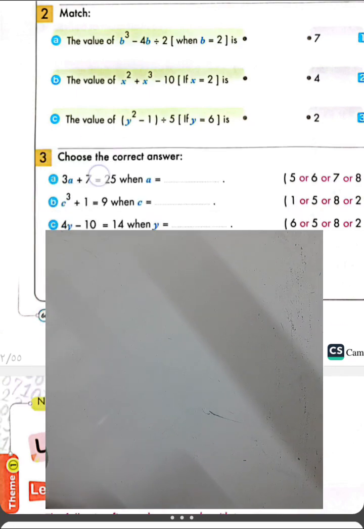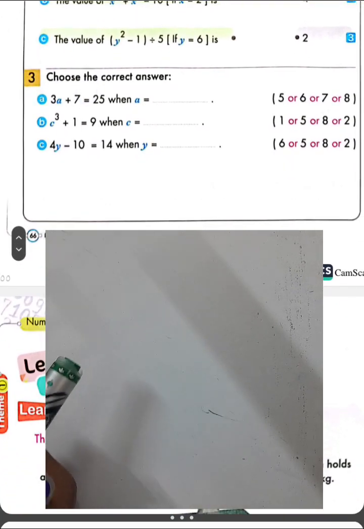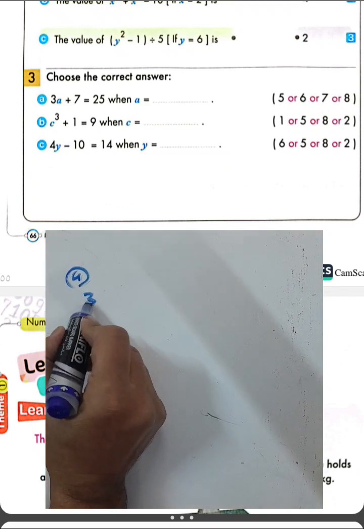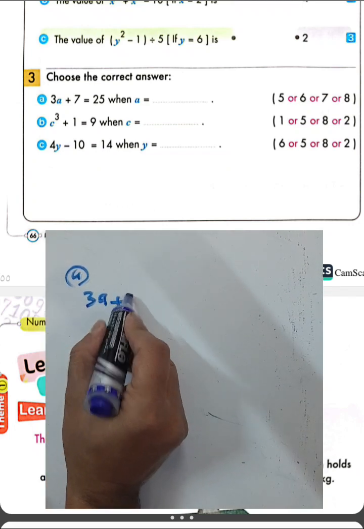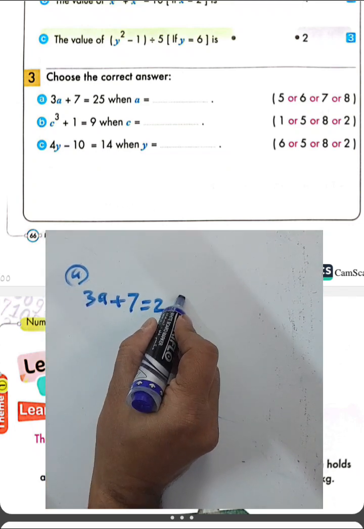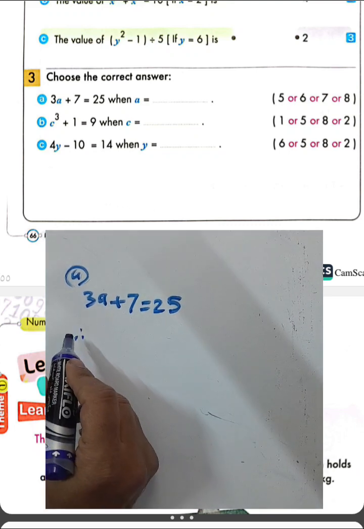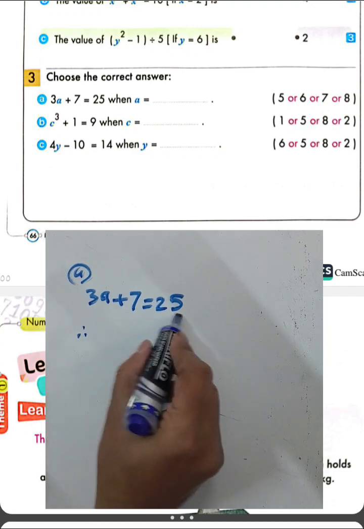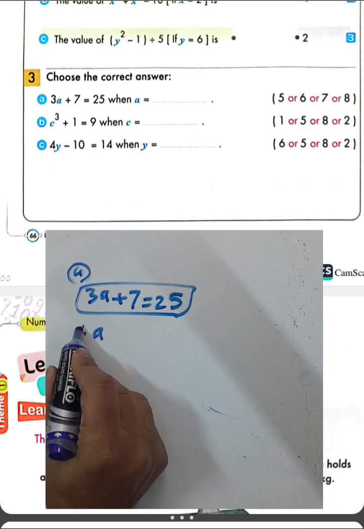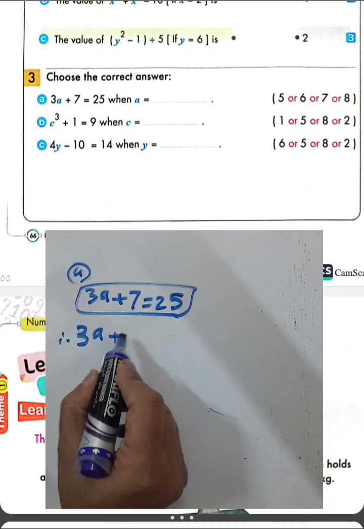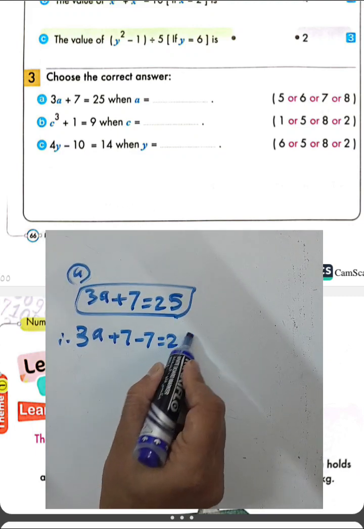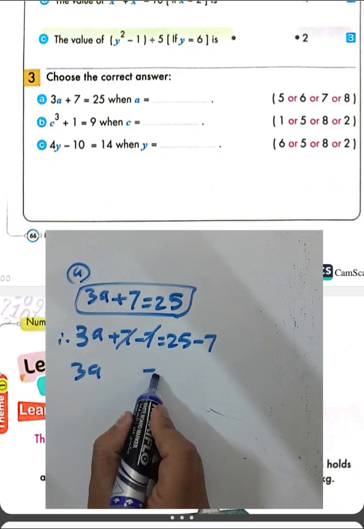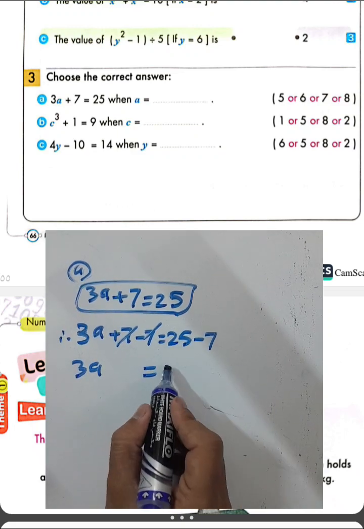Next question, choose the correct answer. Letter A: 3a plus 7 equals 25. Then a equals what? We can solve this equation. Put negative 7 on the left-hand side and the right-hand side. Then 7 cancels with negative 7 on the left side. 25 minus 7 equals 18.